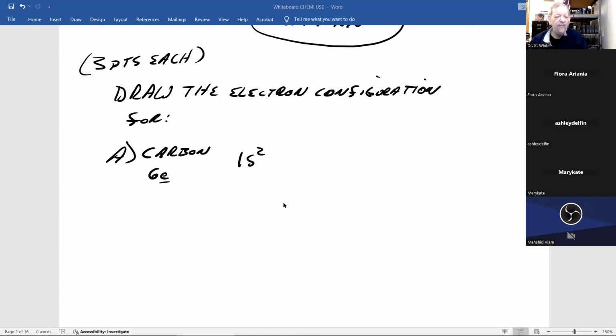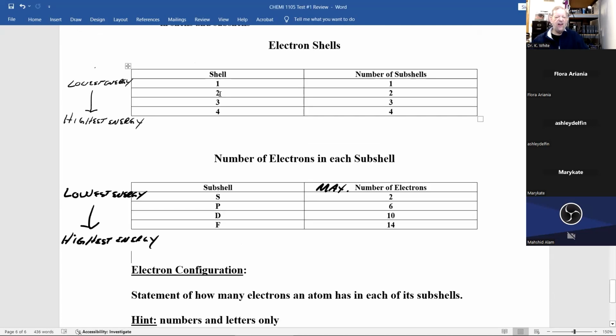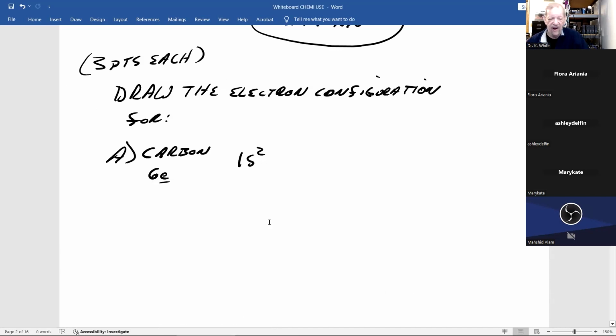So now we have to go to the next shell because we filled up shell 1 and its only subshell, and that's 2. What's the first subshell in shell 2? 2s. And I can put 2 electrons in there. I will. So I now go 2s.